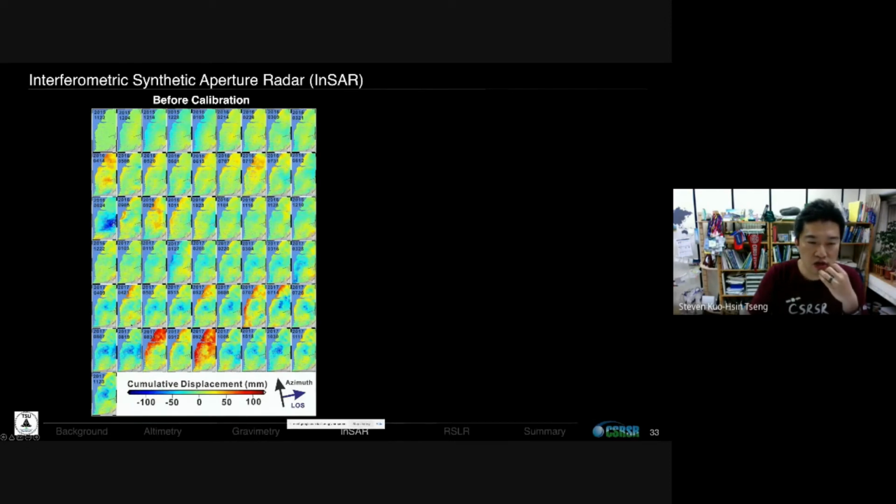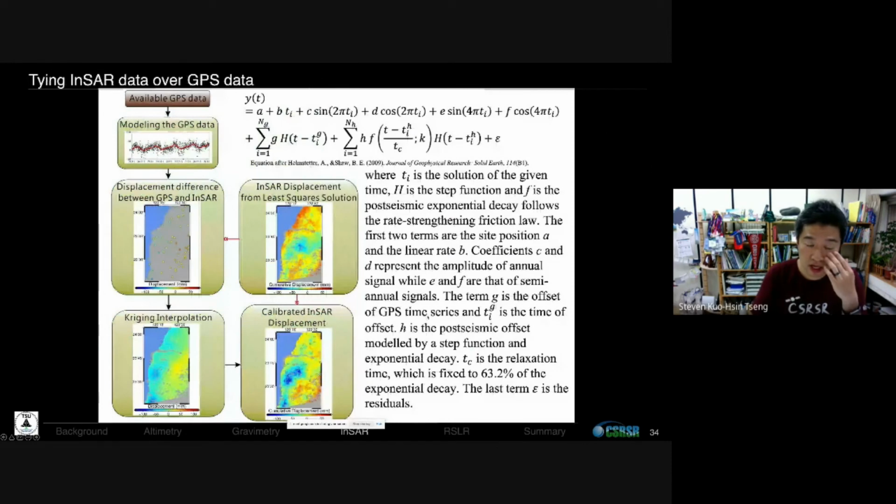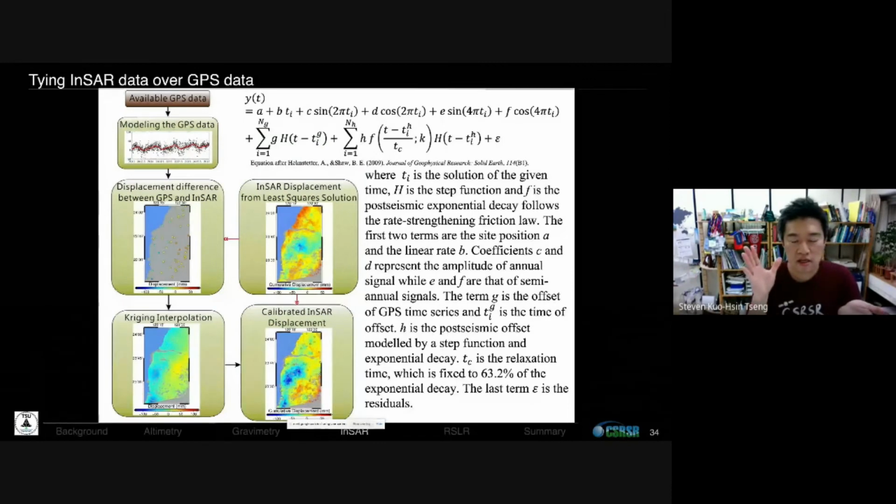And also, we notice some atmospheric noise, like ionosphere and troposphere noise, that we can remove with an atmospheric model, and we can also try to calibrate that with GPS data. So this is a showcase that in our lab, we try to remove all those signals and calibrate, or I would say tie the InSAR result with the GPS network. So it actually depends on how dense the GPS network is in your country.